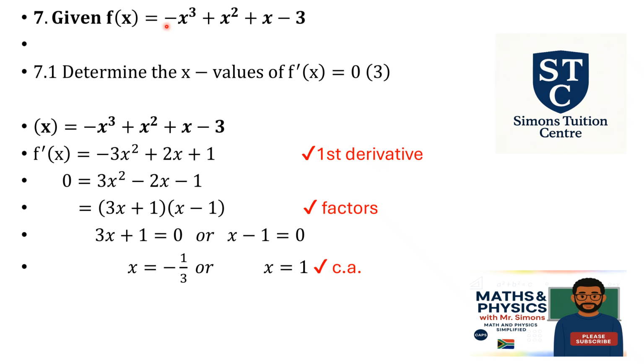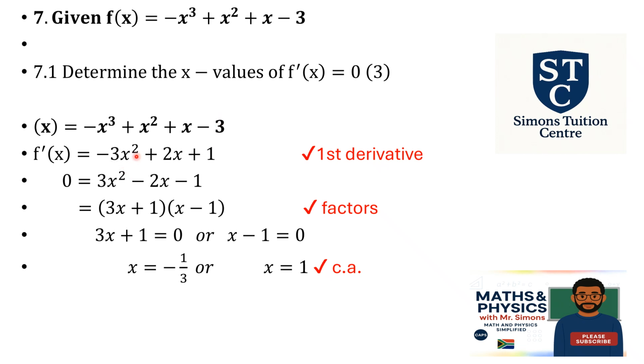Given f of x equals minus x cubed plus x squared plus x minus 3. Determine the x values of f prime x equals 0. So technically I want the x values of the turning points, when the first derivative, the y value of that, equals 0. So again, we first find the first derivative. 3 times minus 1 gives me minus 3. 3 minus 1 gives me 2. 2 times 1 gives me 2. 2 minus 1 gives me 1. 1 times 1 gives me 1. The x falls away, and minus 3 being a constant falls away.